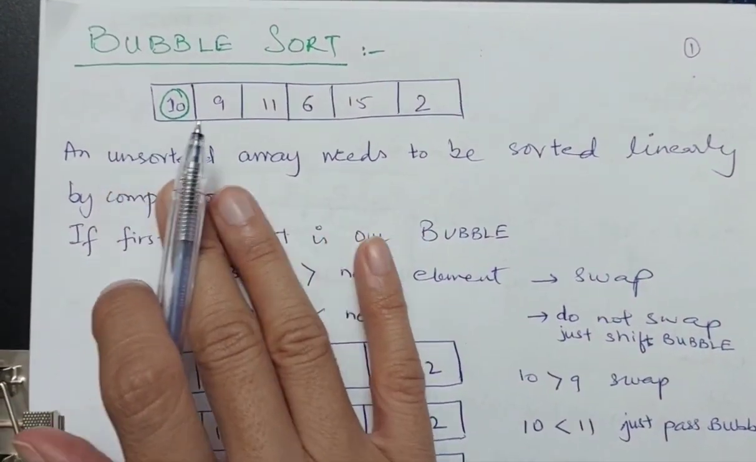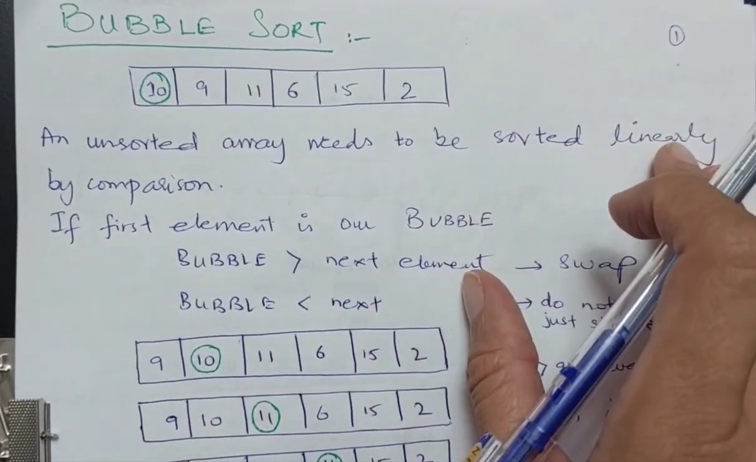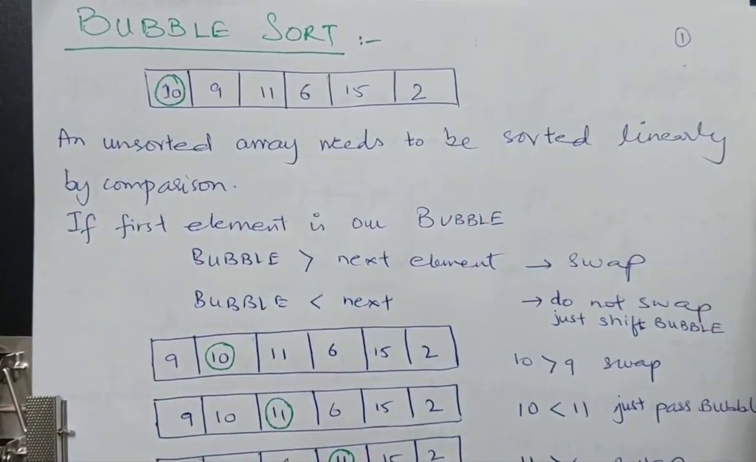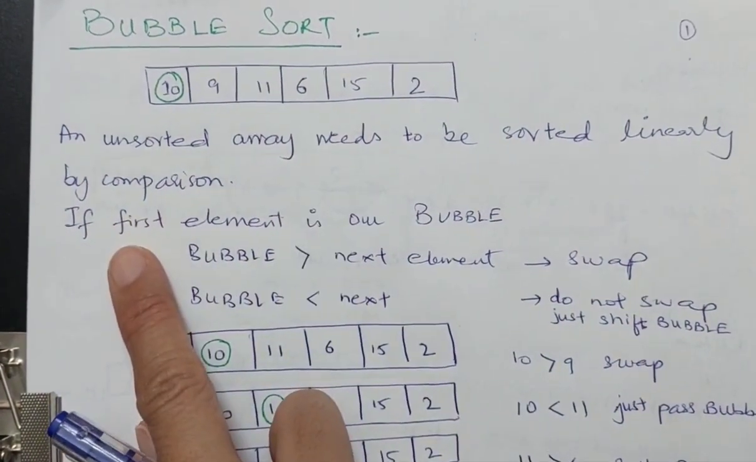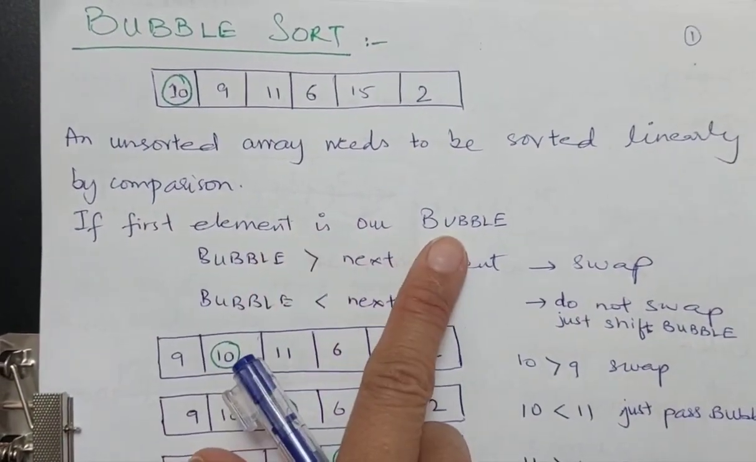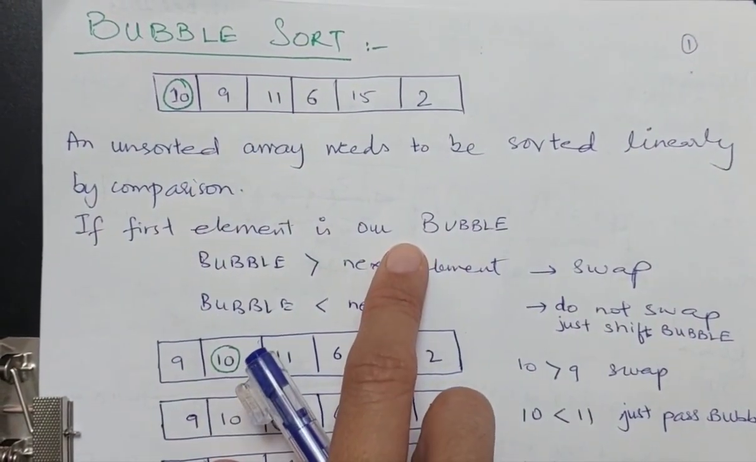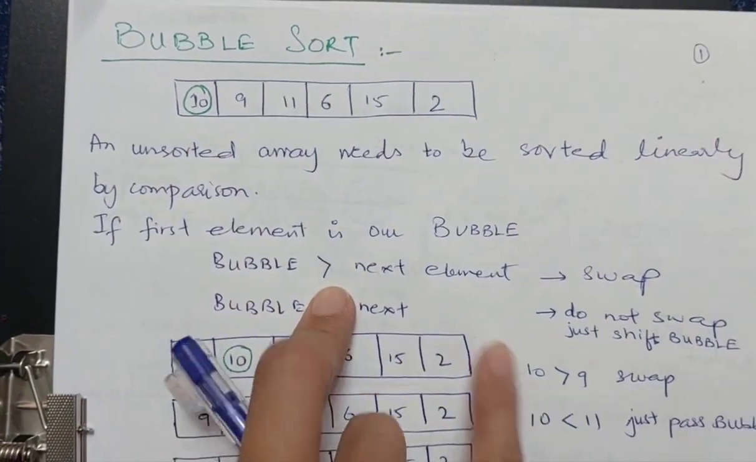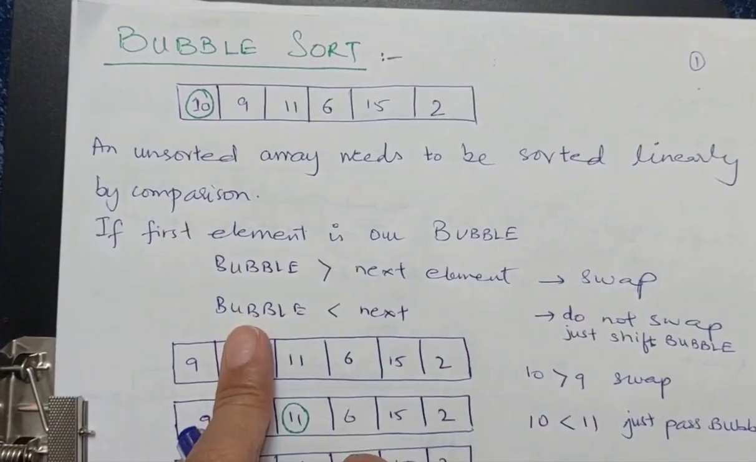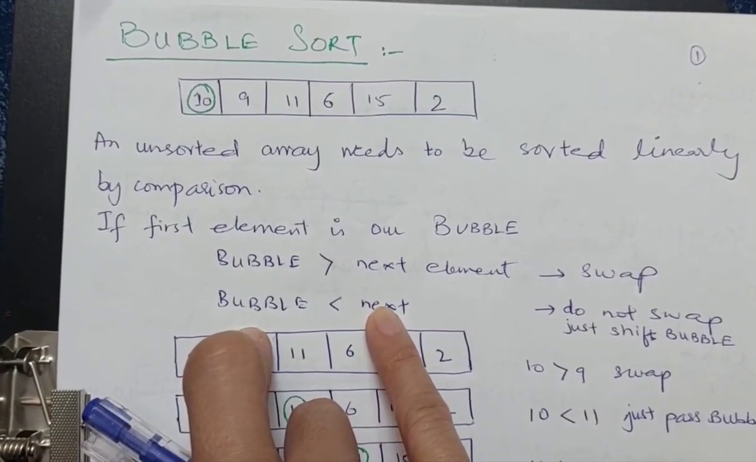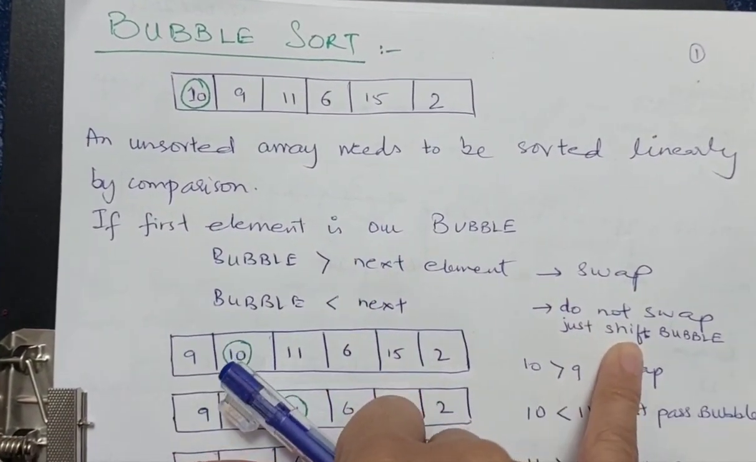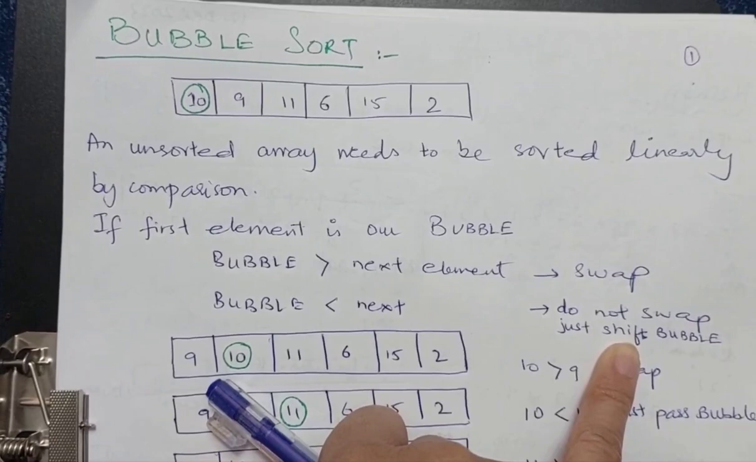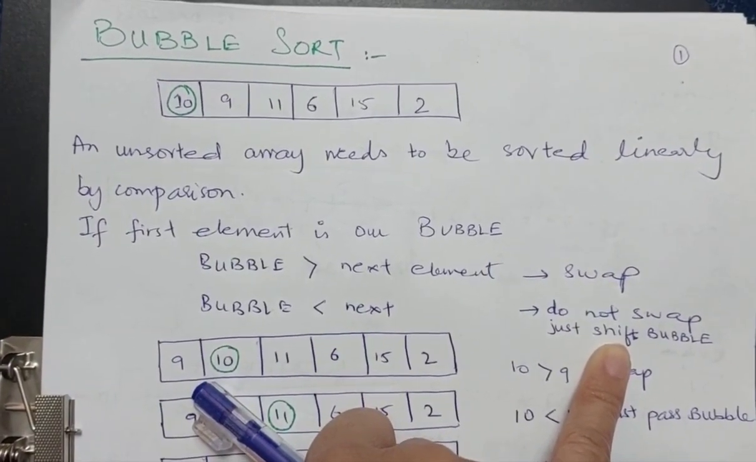First of all, we have to understand that an unsorted array needs to be sorted linearly by comparisons. Whenever we do comparisons, that type of sorting is called linear sorting. In bubble sort, we say the first element in our array is the bubble, so we put a bubble on top of it. If the bubble is larger than the next element, then we do swapping. And if the bubble is smaller than the next element, then we do not swap. We just simply shift the bubble. This is what I am going to do throughout this complete example, and I will show you how this works.